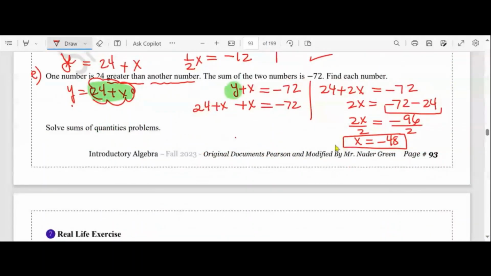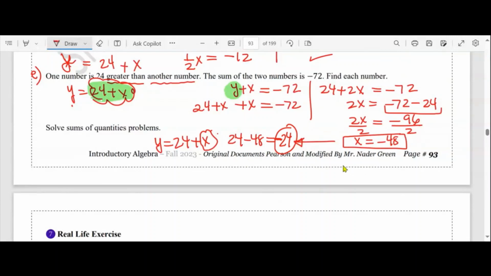So we'll continue here. It's going to be y equals 24 plus x. So I'm going to replace x by how much? Negative 48. So that gives you how much? Negative 24. Is this the correct answer in the back? Please check. Yes, alhamdulillah.